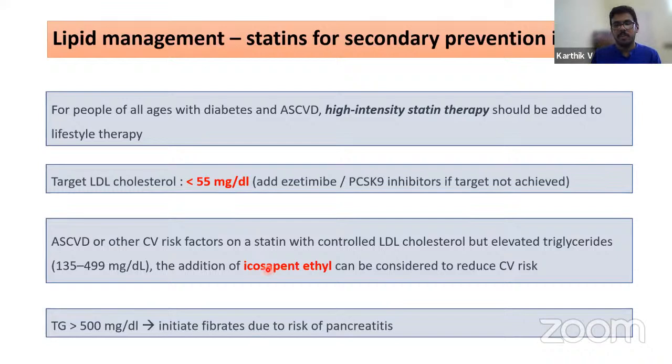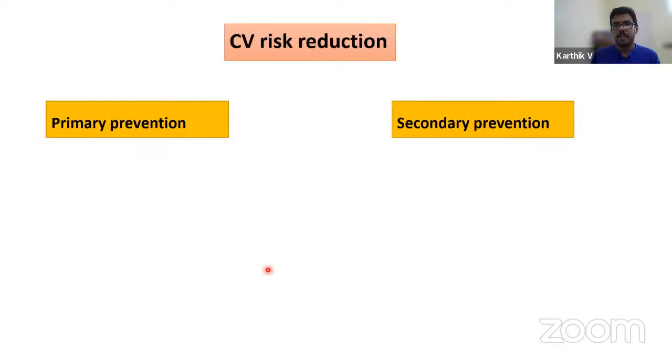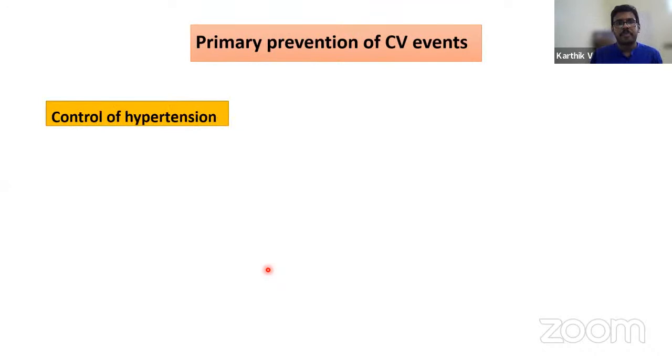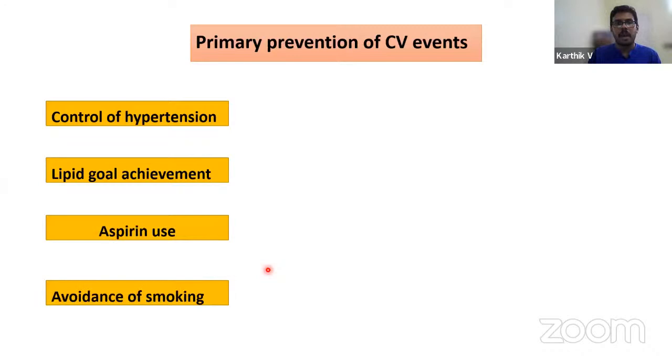Now, coming to cardiovascular risk reduction. So we have primary and secondary prevention. Primary prevention means you are preventing cardiovascular events in those who never had a CVA, CVD, or PVD. Whereas secondary prevention is you are trying to prevent the recurrence of vascular events. So primary prevention means you will have to address several risk factors, which are the control of hypertension, achieving the above mentioned lipid goals, the use of aspirin, avoidance of smoking, and using drugs with CV reduction potential.